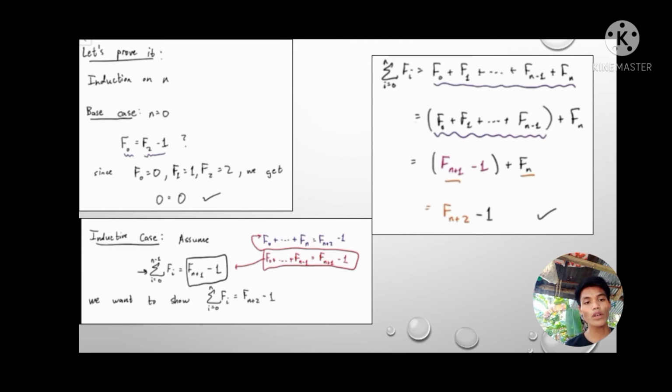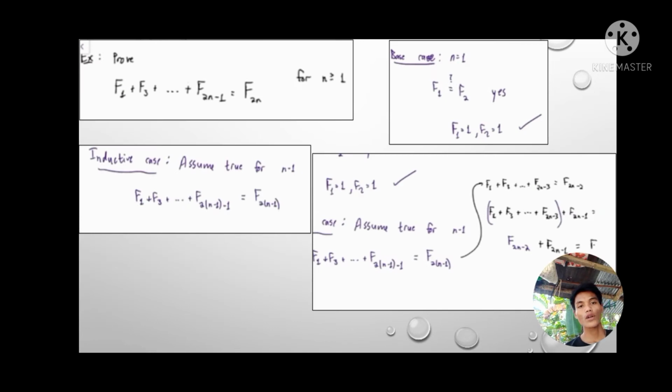What we want to show is f sub n plus 2 minus 1. So as you can see, f sub 0 plus f sub 1 plus up to f sub n minus 1 plus f sub n, if we simplify it, is equal to f sub n plus 1 minus 1 plus f sub n. So f sub n plus f sub n plus 1 is equal to f sub n plus 2 minus 1. So it is correct, and we have the inductive case being correct.